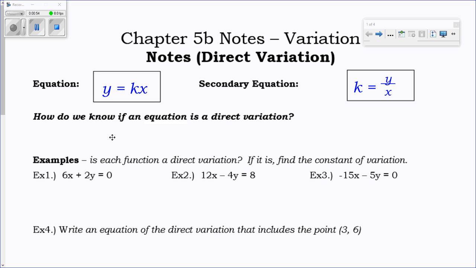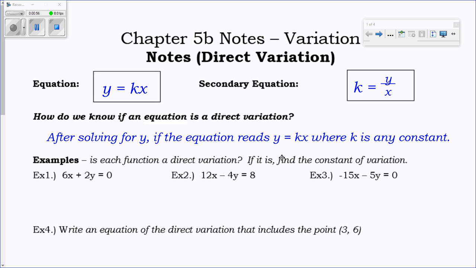And then how do we know if an equation is direct variation? Basically, after solving for y, if the equation reads y equals kx, so that original equation, where k is any constant, then it's a direct variation.